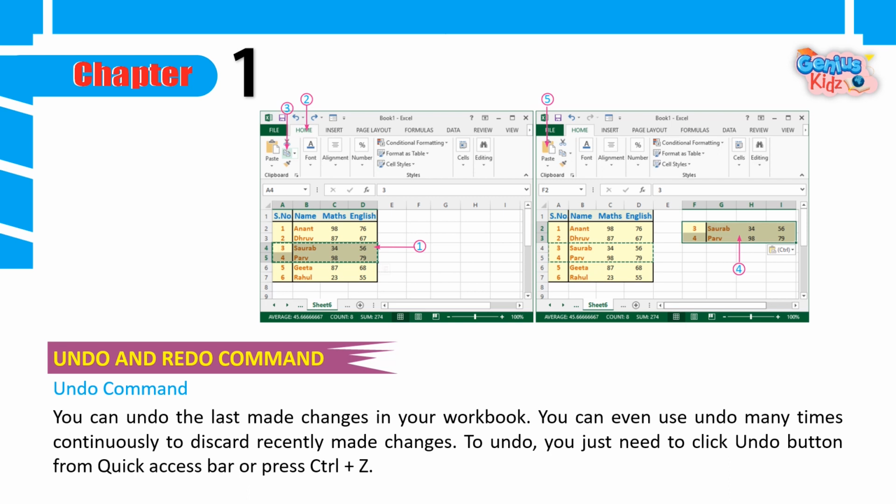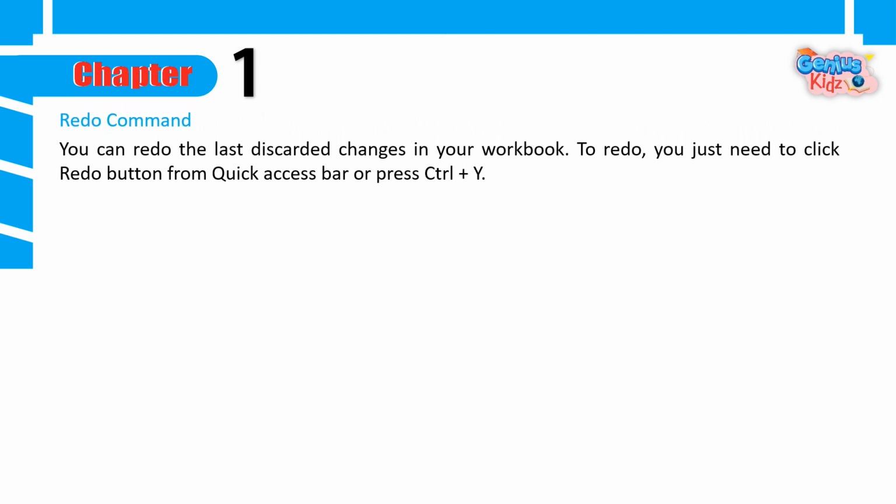Undo and redo command. Undo command. You can undo the last made changes in your workbook. You can even use undo many times continuously to discard recently made changes. To undo, you just need to click Undo button from Quick Access bar or press Ctrl+Z. Redo command. You can redo the last discarded changes in your workbook. To redo, you just need to click Redo button from Quick Access bar or press Ctrl+Y.